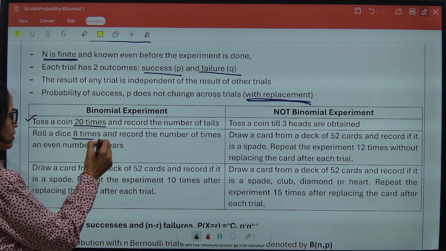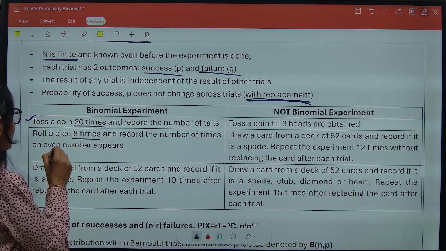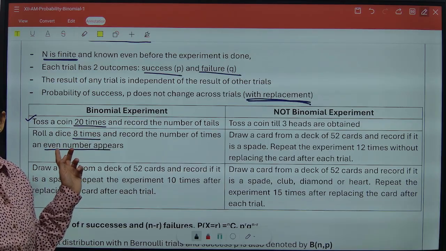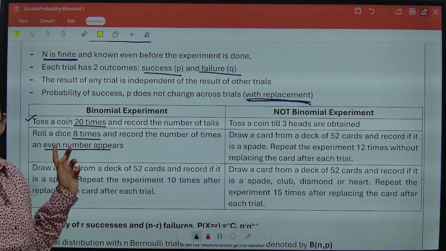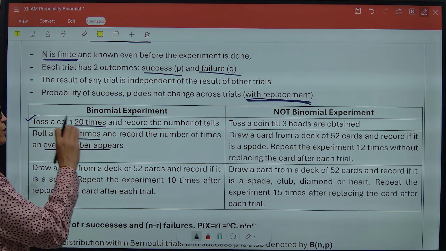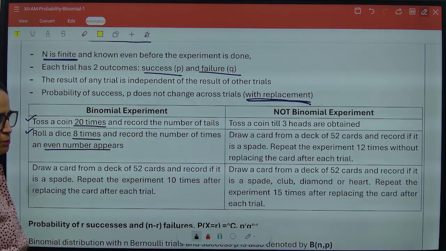Rolling a dice 8 times and record the number of times an even number appears. Probability of getting an even number on rolling a dice is fixed, 3 out of 6. So it will always be 1 by 2. And n is also known, so that means this is also a scenario of binomial experiment.